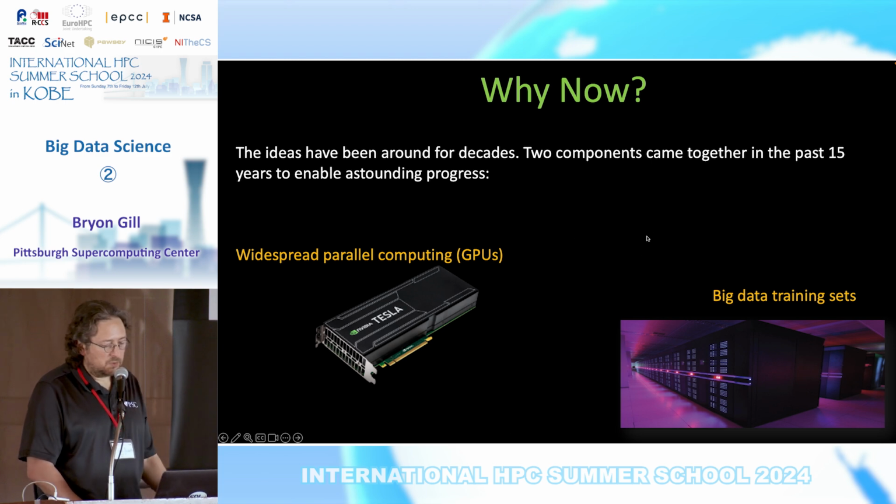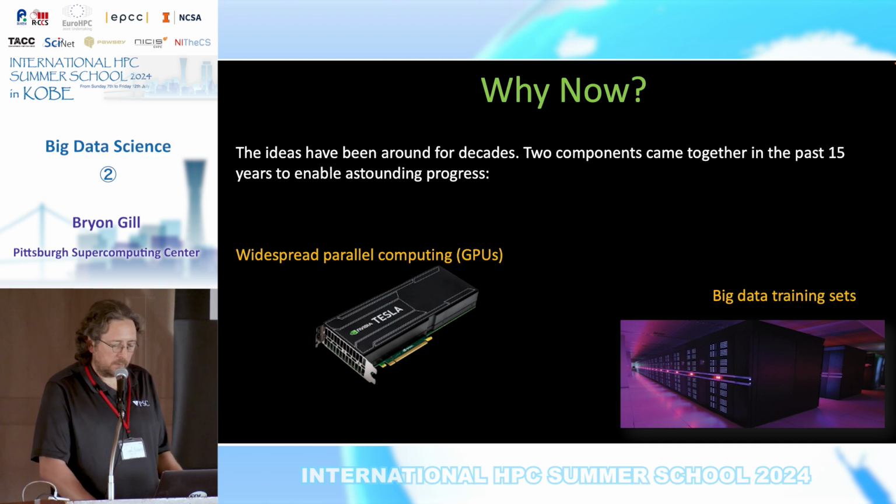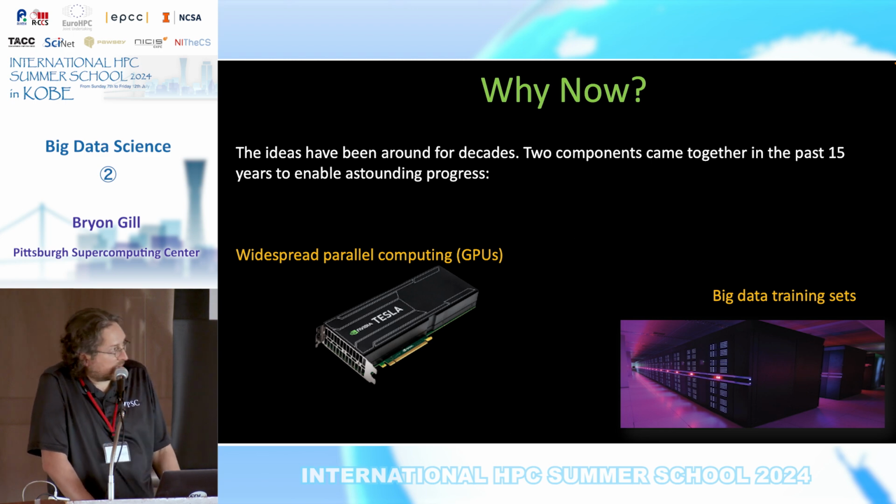So why now? GPUs and big data together have created a field that's moving incredibly fast. The ability of GPUs to do matrix calculations incredibly quickly just happens to line up perfectly with the methods that are used to train neural networks.